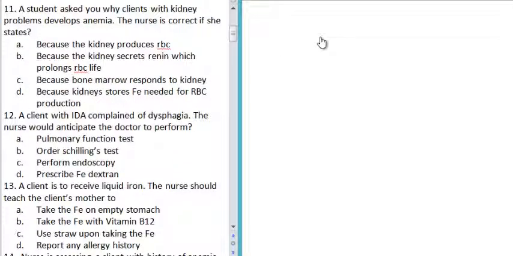A student asks you why clients with kidney problems develop anemia. The nurse is correct if she states A, because the kidney produces RBC. No, it's your bone marrow that produces RBC. B, because kidney secretes renin, which prolongs RBC life. No, renin has nothing to do with RBC. C, because bone marrow responds to kidney. Or D, because kidney stores iron. No, the liver is the one that stores iron. The answer is letter C. Next.